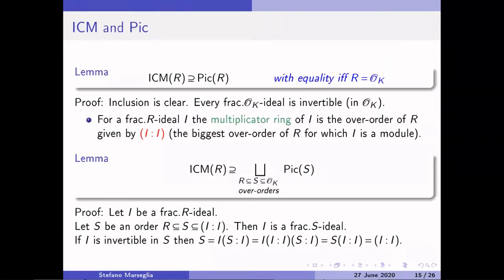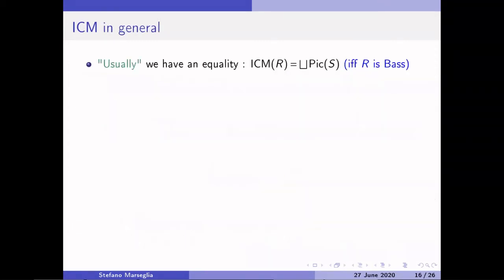So this is the easy case. This lemma tells us that whenever we have an equality here, whenever the ideal class monoid of R is equal to the disjoint union of the Picard groups, we are done. And that's the usual case. Usually is a very technical term. It means that whenever you go to the supermarket to the shelf of orders and pick a random order, there is a very good chance that the ideal class monoid is just going to be the disjoint union of the Picard groups.